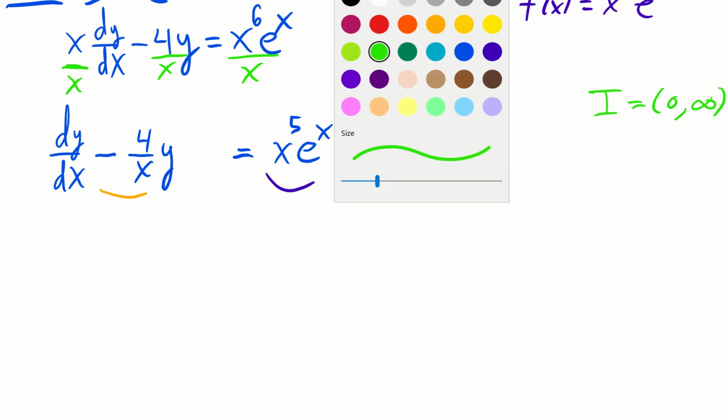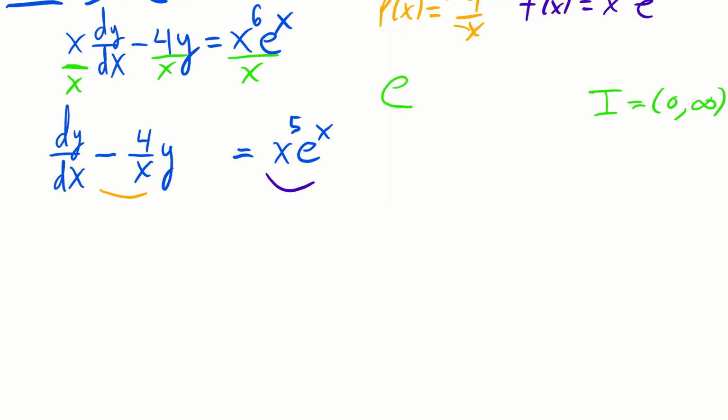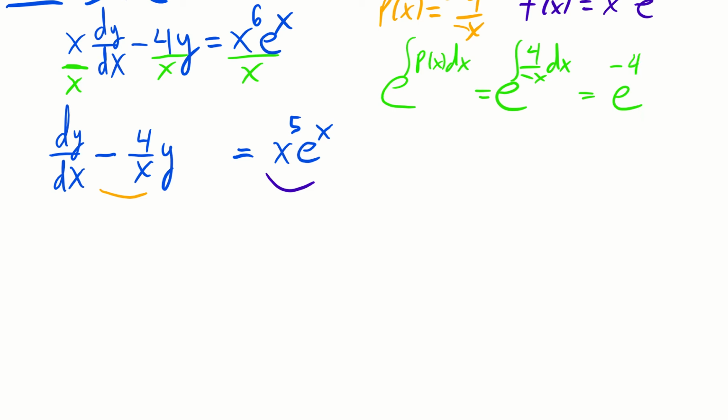We know that in order to solve this linear ODE, we want to find our integrating factor. The integrating factor was e raised to the integral of p(x) dx, which is going to be equal to e raised to the integral of negative 4 divided by x dx. You can pull the constant out, pull out the negative 4, and this is going to be 1 over x dx. This is e raised to the negative 4 times the antiderivative of 1 over x, which is simply the natural log of the absolute value of x.